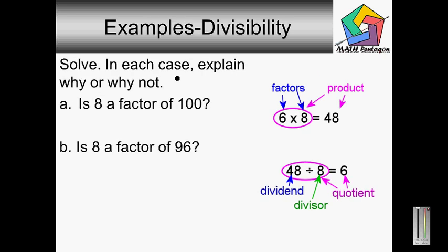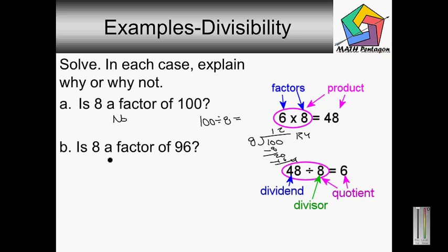Okay, let's do a few examples on divisibility, and directions are telling us to solve in each case, and explain why or why not. Is 8 a factor of 100? No, because 8 doesn't go into 100 evenly, as you can see. So we have 100 divided by 8. And does it go evenly? No. As you can see, it doesn't go evenly because we have a remainder of 4. So our answer would be no, since 8 is not a factor of 100.